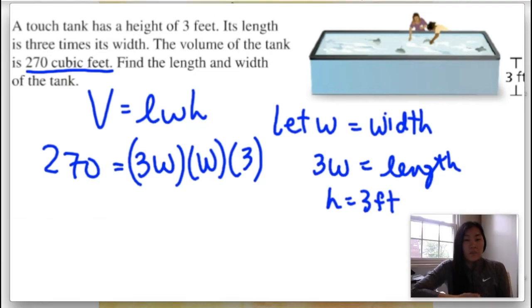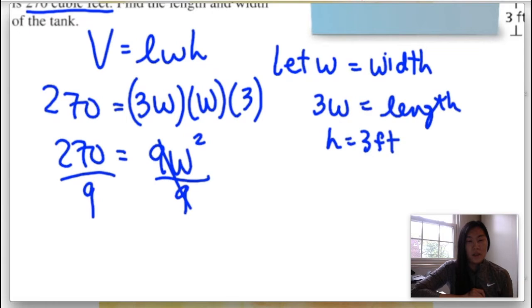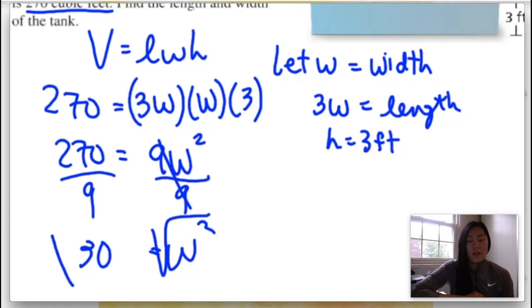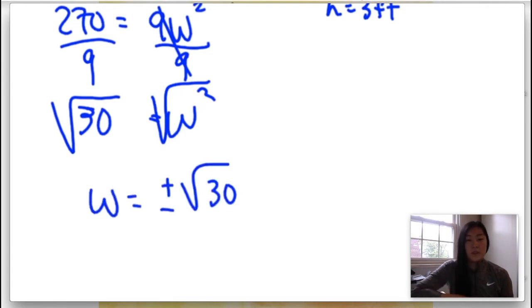So the very next step is to simplify and solve. So we have 270, again rewrite, equals 9W squared, because 3W and 3 make 9, and we have 2 W's right there. Divided by 9, get W squared by itself, you're isolating, just like using the property of square roots. Take a square root on both sides, and you are left with, because your D is greater than 0, 2 roots, plus and minus square root of 30.